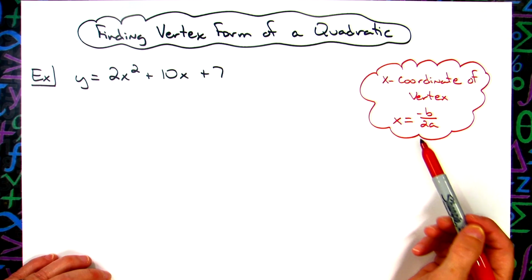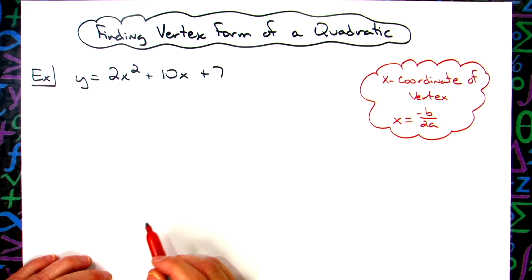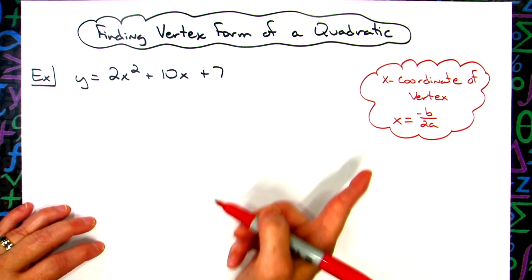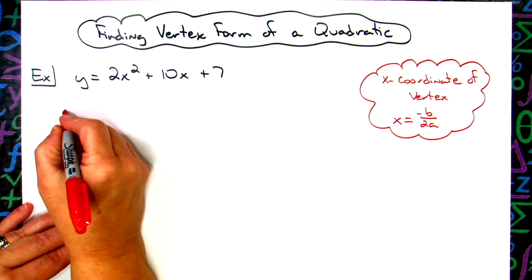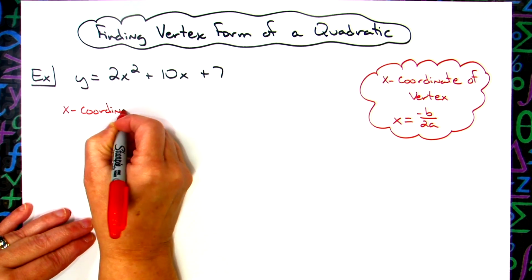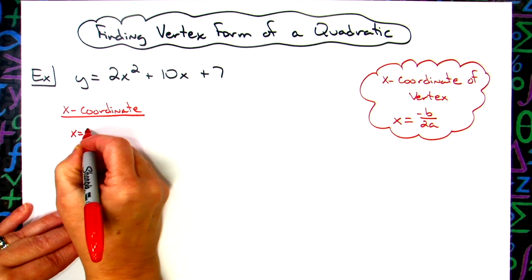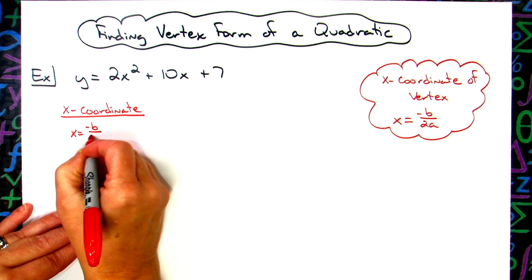Once we find that, then we will be able to plug it back into the function to find our y value and then write our vertex form. So I'm going to start with that calculation right there to find that x-coordinate. So we'll have x is equal to, I'm going to go ahead and write the formula, negative b over 2a.